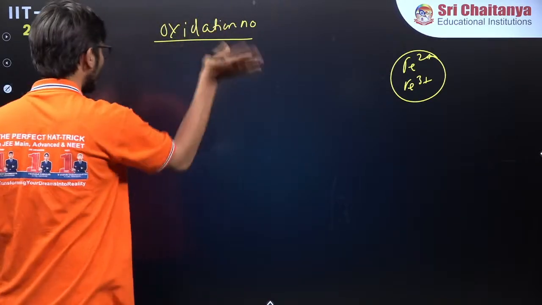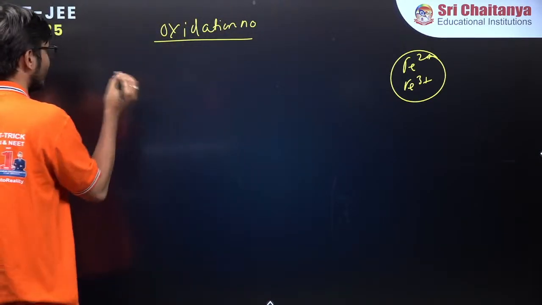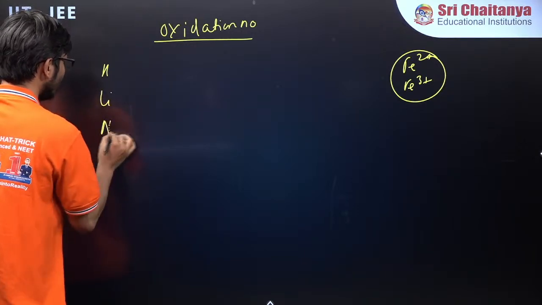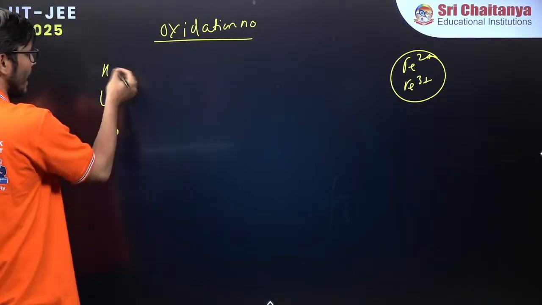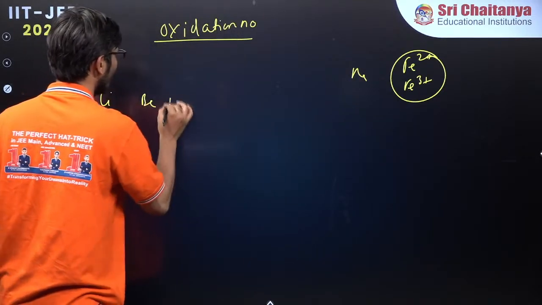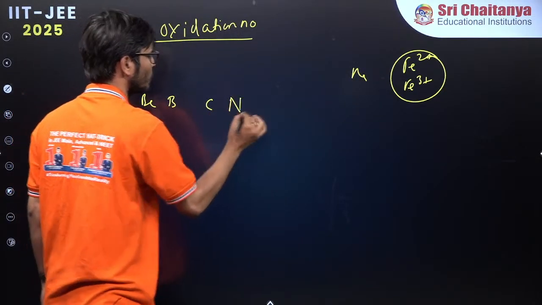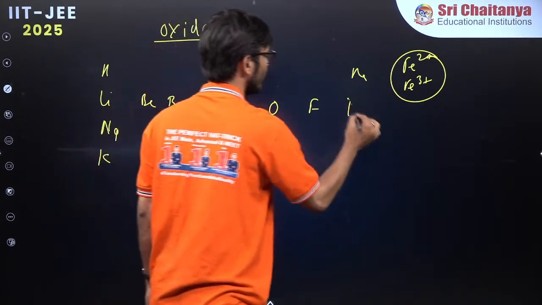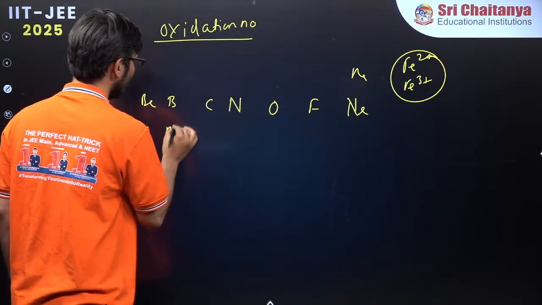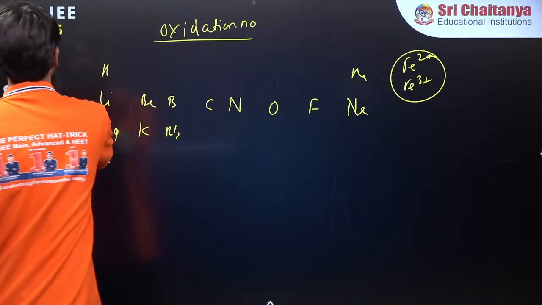Okay. How to calculate the oxidation number? Let us start. Below hydrogen come lithium, sodium, potassium, right? Now next to hydrogen, what comes? Helium, right? Lithium, beryllium, boron, carbon, nitrogen, oxygen, fluorine, neon, isn't it? Then what comes? Sodium, potassium, rubidium. Oh, what am I writing.